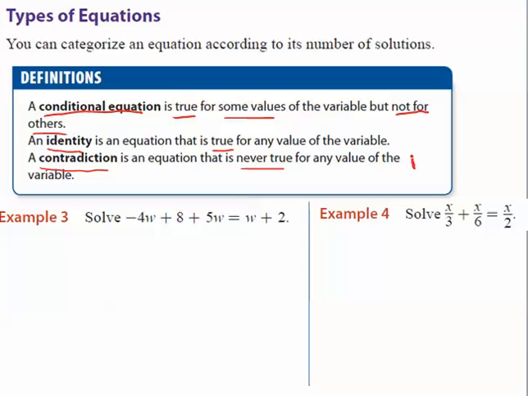So I want you to think of a contradiction as no solution. I guess I should put that. An identity is infinitely many solutions. That means that it can be any number that you put in.